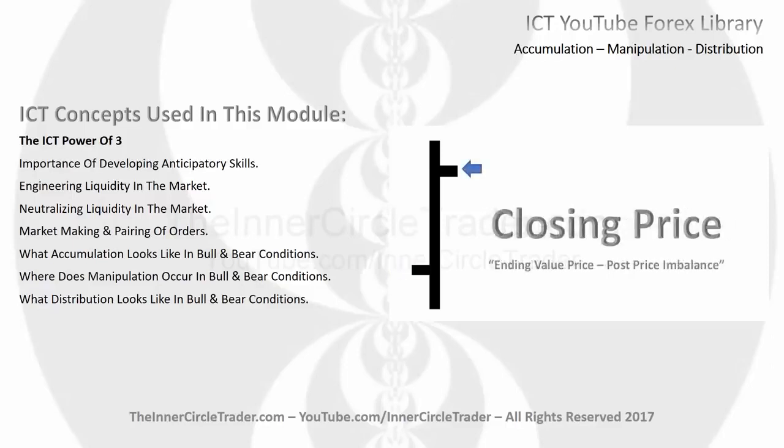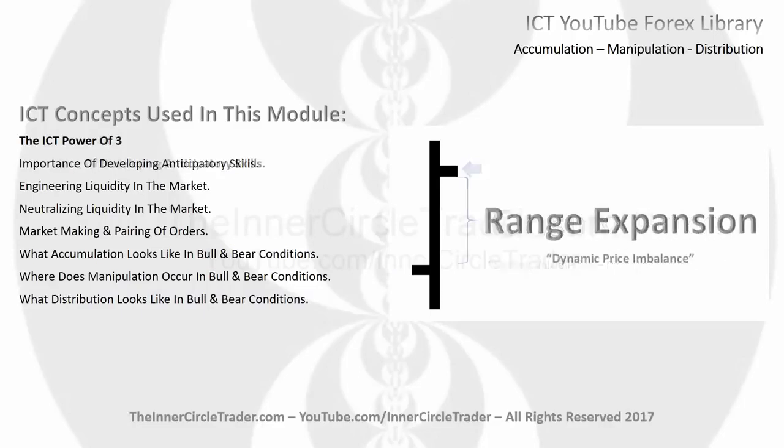The closing price is the ending value price post price imbalance. The portion that makes up the range between the open and close is referred to as range expansion, and this is a dynamic price imbalance. Now this can be a bullish or bearish imbalance relative to the open, but for example's sake, our first one's going to be referring to a bullish up close.